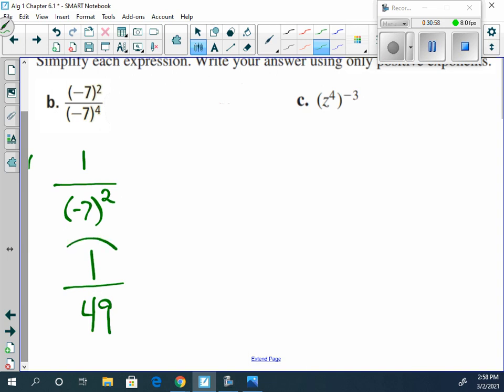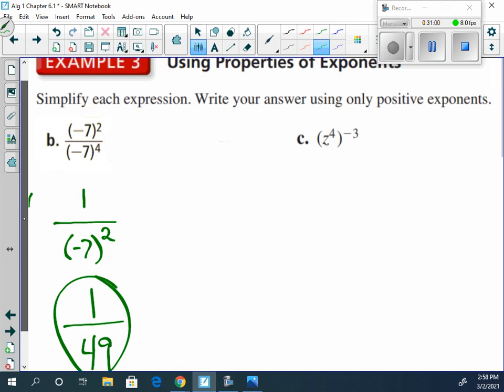So this would be 49. Z to the 4th to the negative 3rd. Can we plug this one into the calculator? This one we can't plug in. Because unfortunately, the calculator has to have a value for the variable.